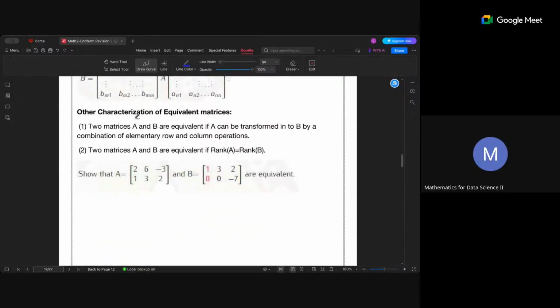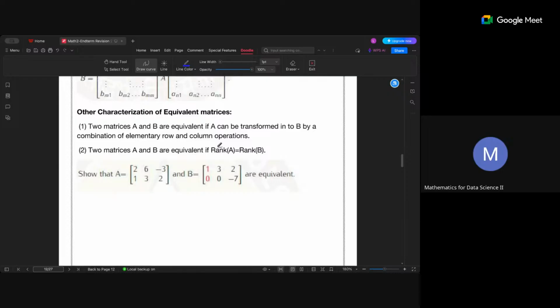Right. So now other characterizations are: two matrices are equivalent if A can be transformed into B by a combination of elementary row and column operations. So if you are able to transform a matrix A into B by a series of elementary row or column operations, then those two matrices are equivalent. But the more general thing to do is to check their ranks. If two matrices have the same rank, then they are equivalent.